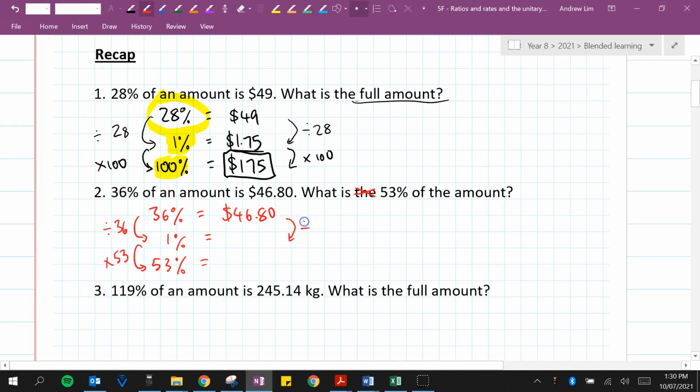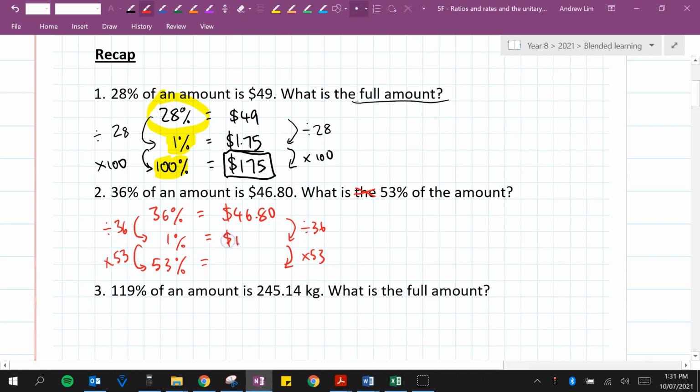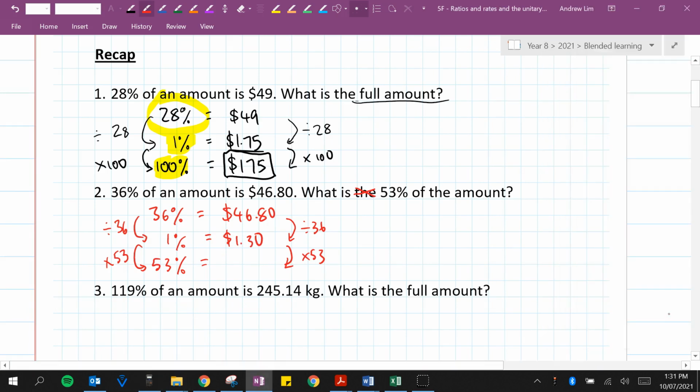So the first thing we're going to do is divide by 36. And then we're going to times it by 53. So if I take my $46.80 and I divide it by 36, I get $1.30. If I now times that by 53, I get $68.90. That's my final answer.